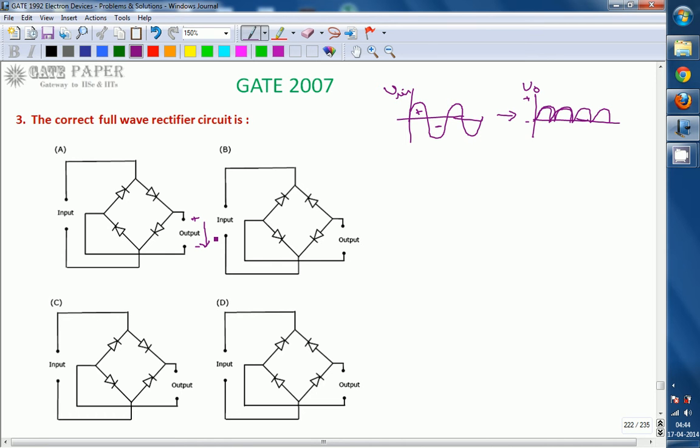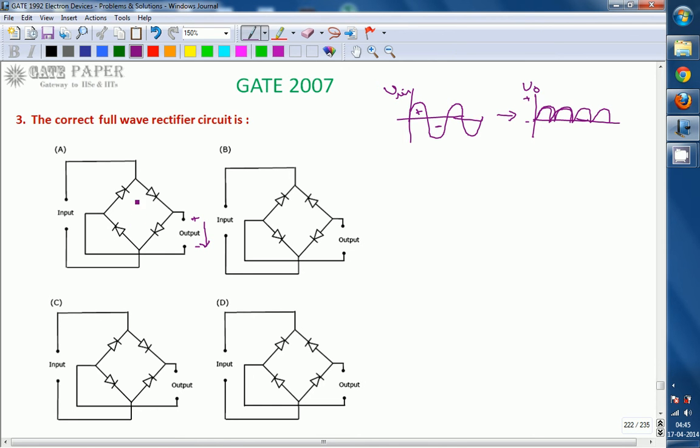So which circuit gives this nature for both the positive half cycle and the negative half cycle, we will examine. A closed loop must be formed, and the current flowing through the output has to be in the same direction in both half cycles.